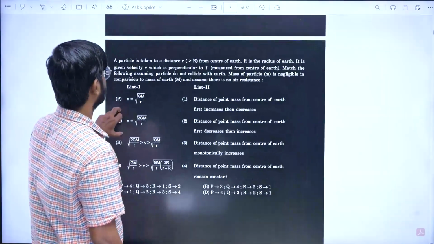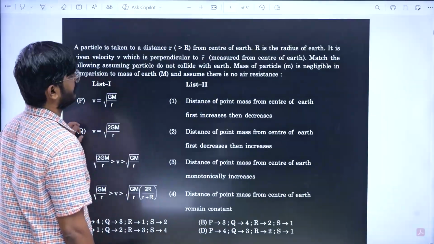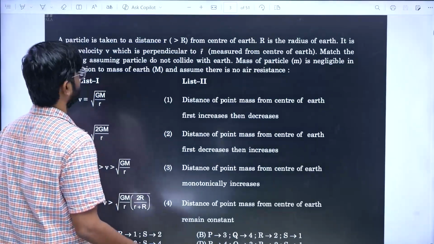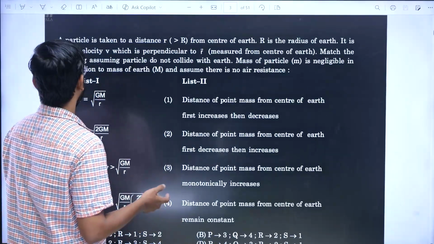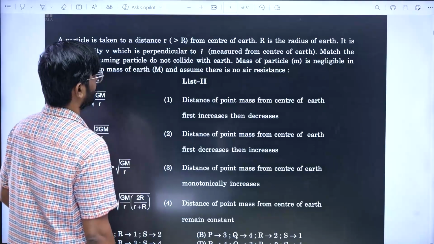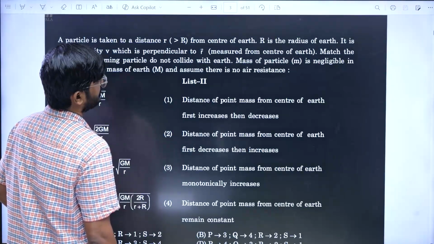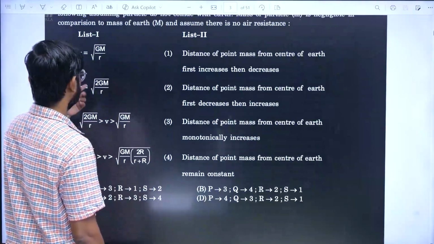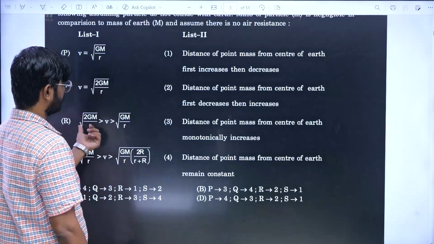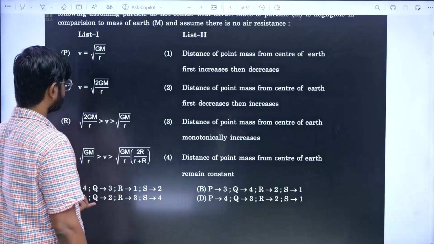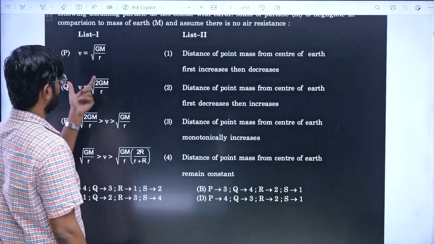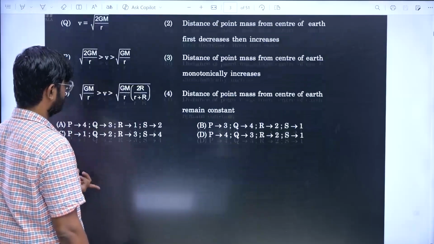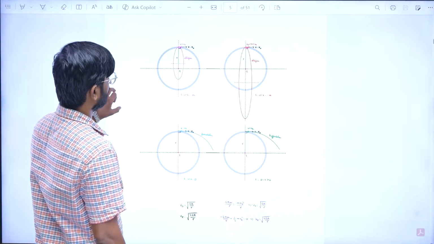Going to the next question, a particle is taken to a distance r greater than the radius of the earth, and r is the radius of the earth. It is given a velocity v which is perpendicular to r, and match the following, assuming it does not collide with the earth. Mass of the particle is negligible compared to the mass of the earth. Now orbital velocity, escape velocity, velocity lies between escape velocity and orbital velocity. So in this case it will be bound, in this case it will be parabolic, in this case it will be ellipse, in this case also it will be ellipse. Anyway, you will be aware of all these things.